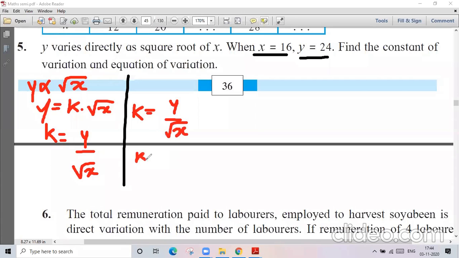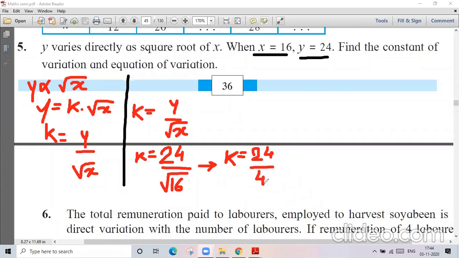K is equal to y. Y किती तुमचा? 24. Root x म्हणजे root of 16. 16 का square root कितना आता है? बताओ. किती है? 4. Easy है ना? 4 for the 16. Right? So 4 से फिर इसको divide करो.